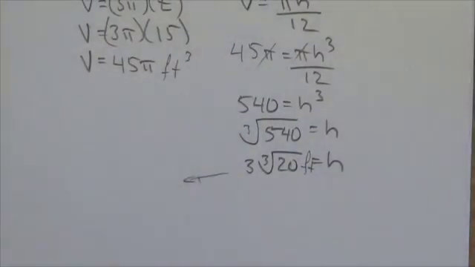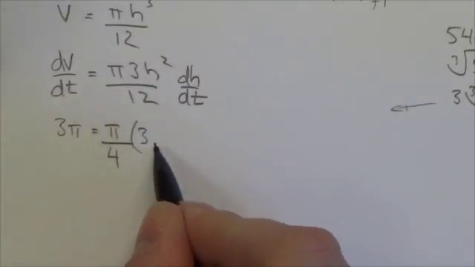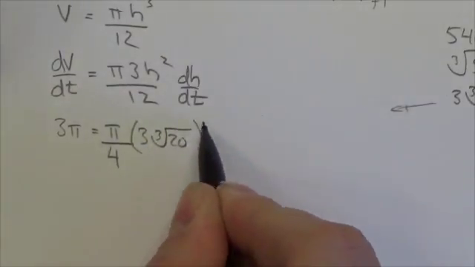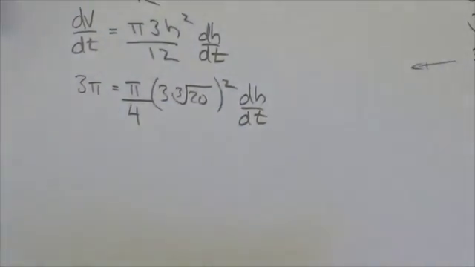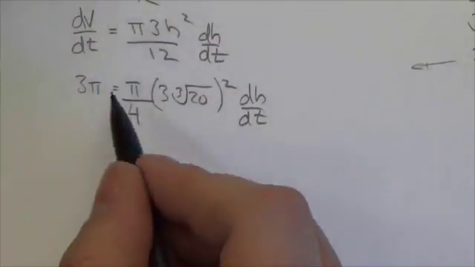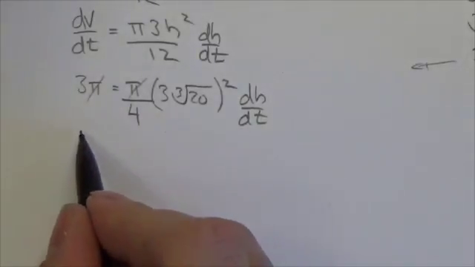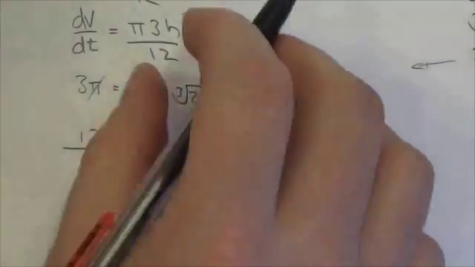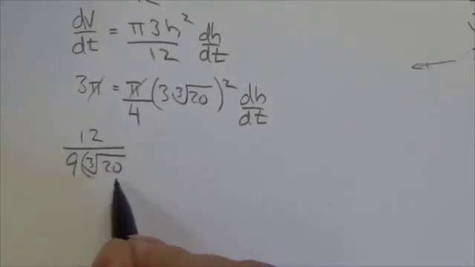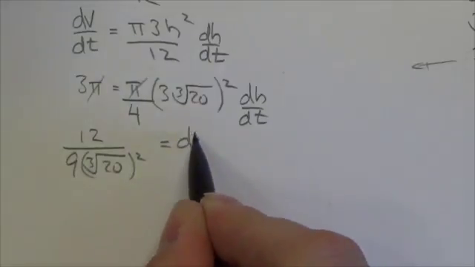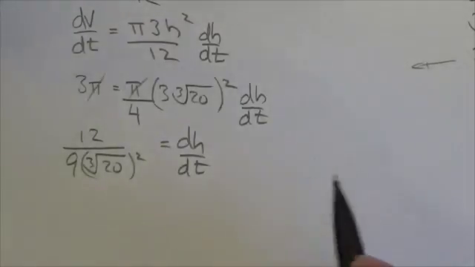This is the thing that I needed. Now over here, I will make this 3 times the cube root of 20 squared dh by dt. First of all, just a few little bits of simplification here. The pi's are going to cancel. I will multiply up by that 4, so this will be 12. And then I'm going to divide through by this, and this will become 9 cube root of 20 squared. This is my dh by dt. And based on the units that I've created here, this will be feet per minute.